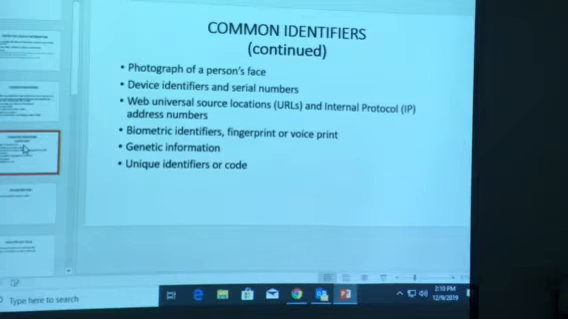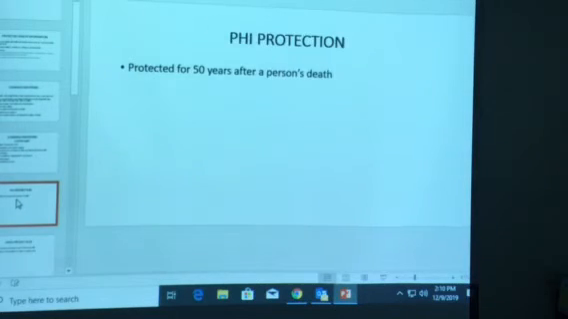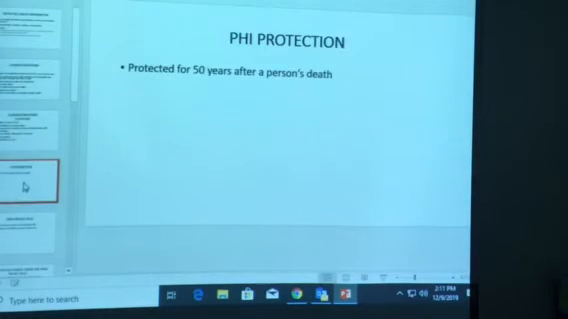Additional common identifiers: photograph of a person's face, device identifiers and serial numbers, web universal resource locators, URLs, and internet protocol, IP address numbers, biometric identifiers, fingerprint or voice print, genetic information, unique identifiers or codes. PHI is protected for 50 years after a person's death.